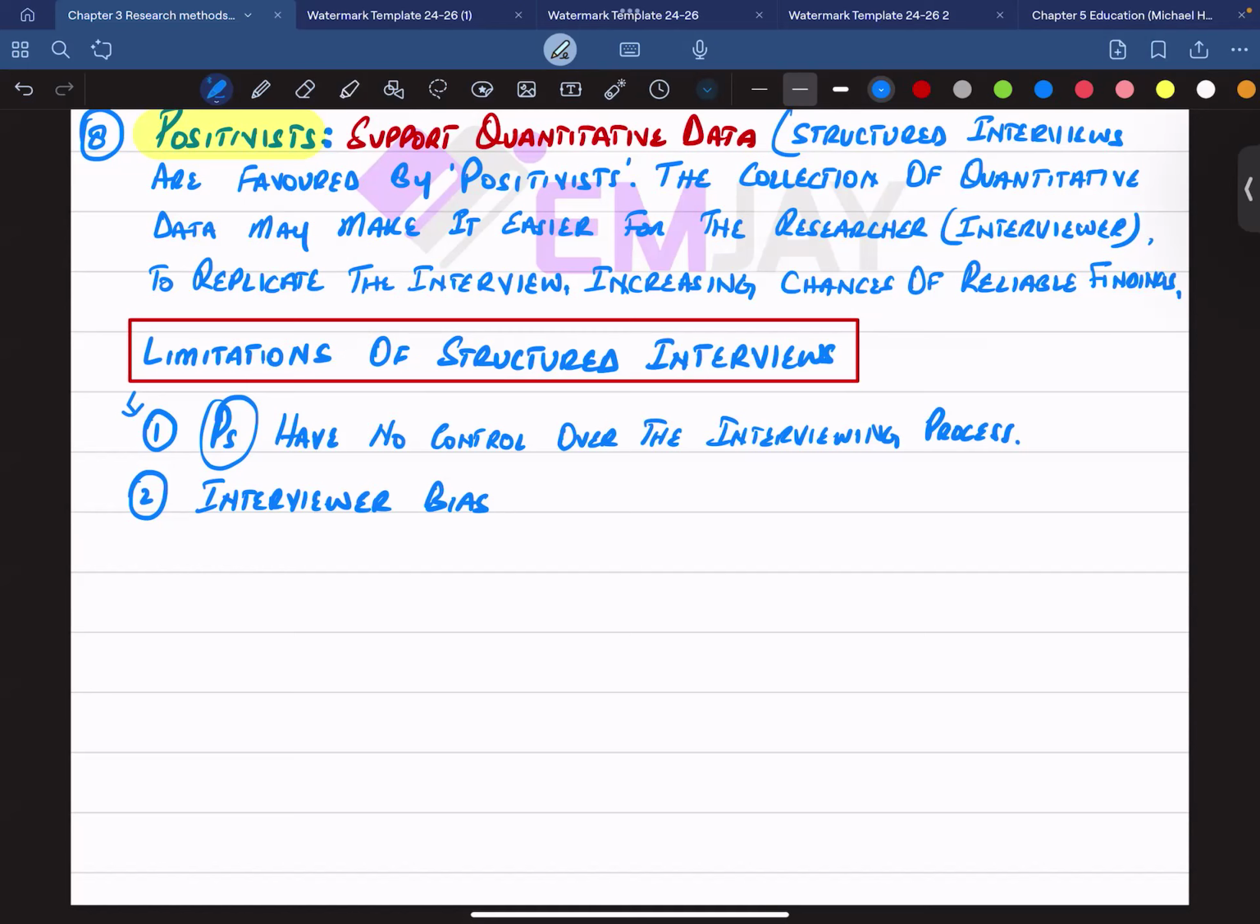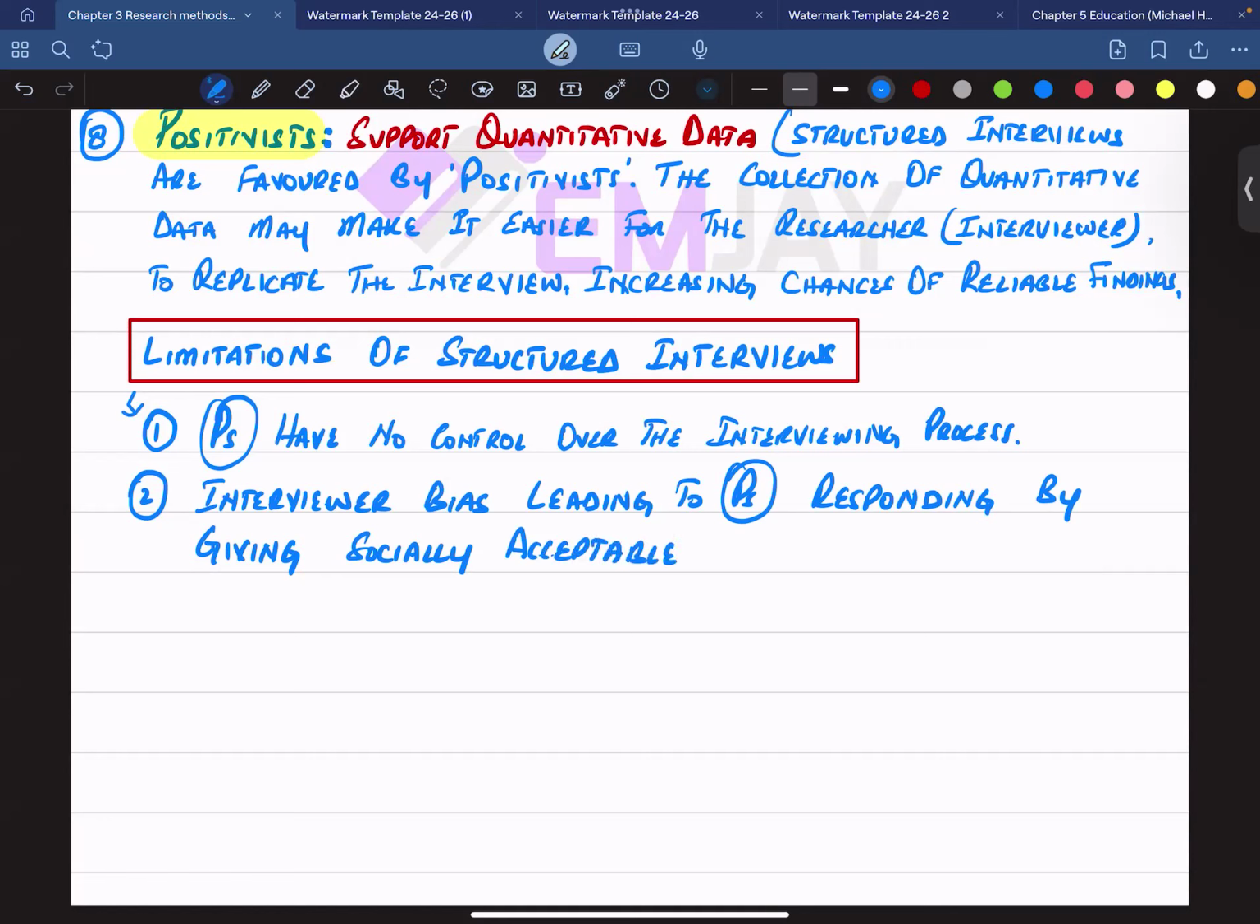So interviewer bias leading to participants, or in this case an interviewee, responding by giving socially acceptable or desirable responses, which might not be true.